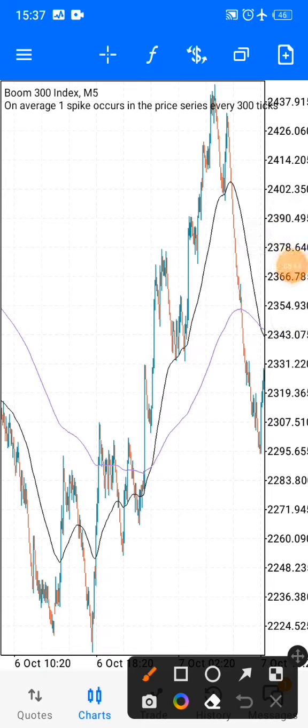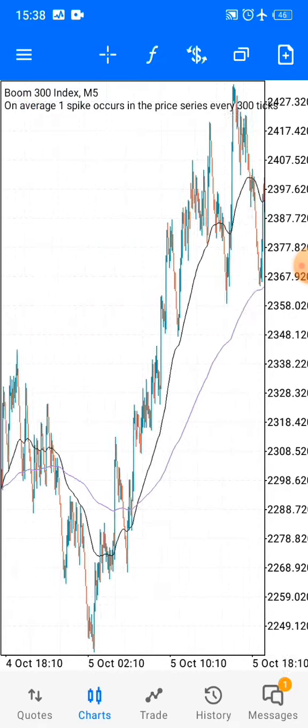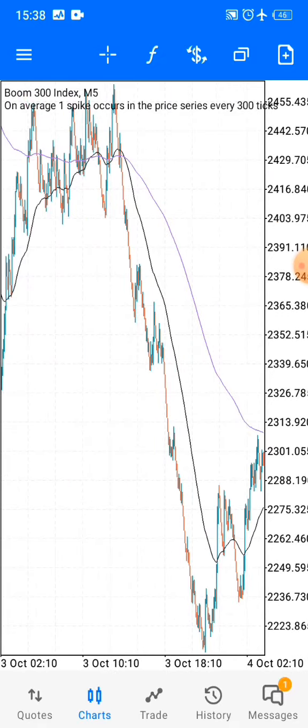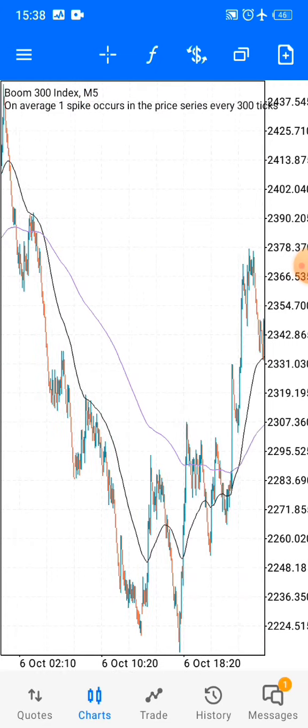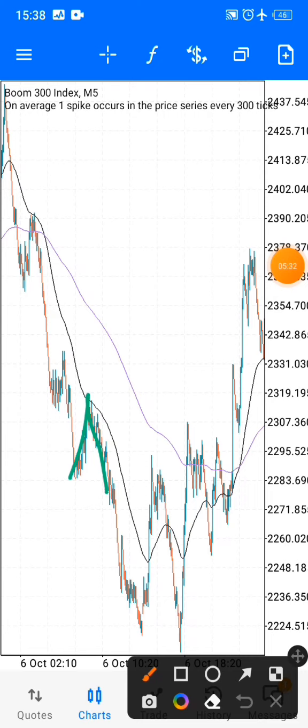Like here, they cross for a buy right here. We're only going to be looking for buying opportunities. So that's just it for the moving averages. And for the moving averages, most of the times when the market pulls back, we're going to be using the moving averages as our dynamic support and resistance.